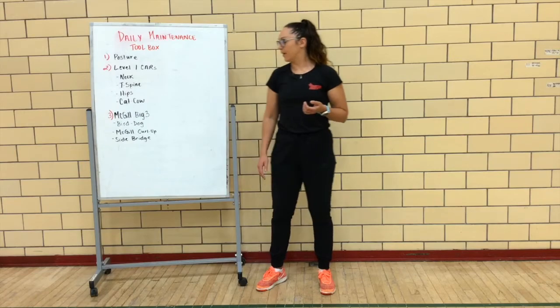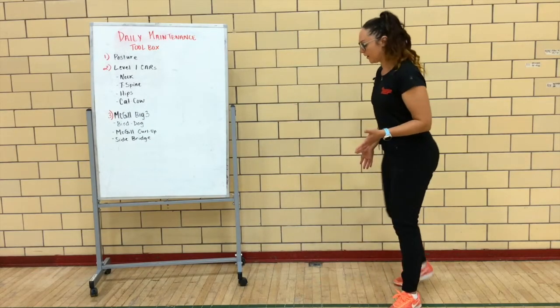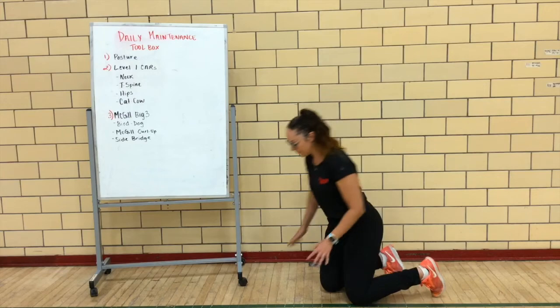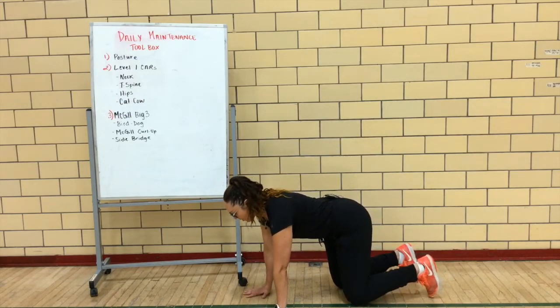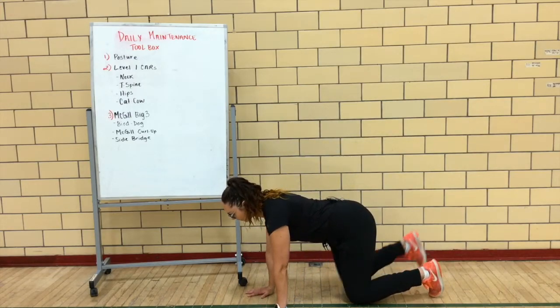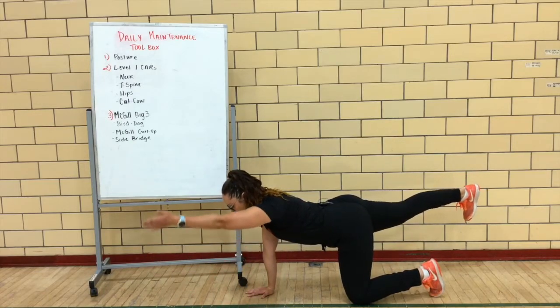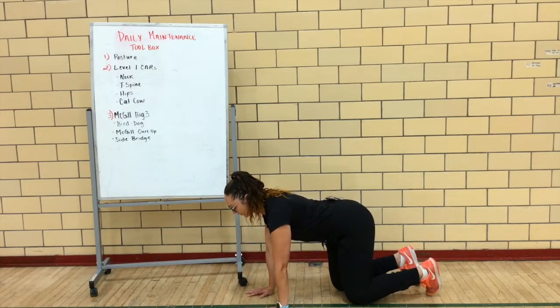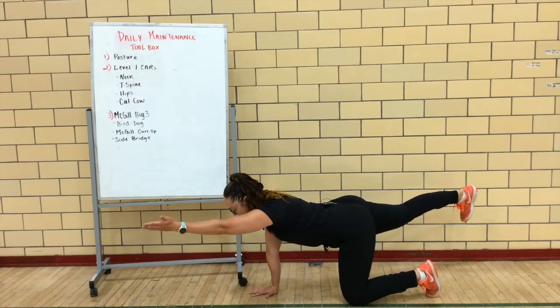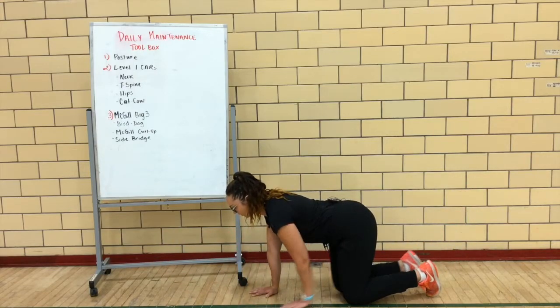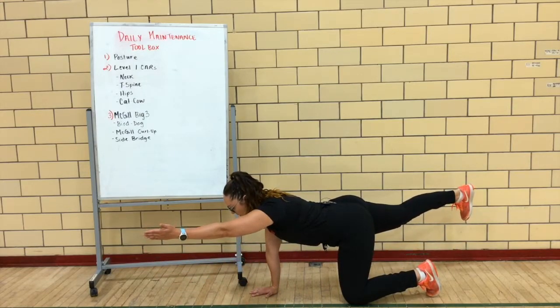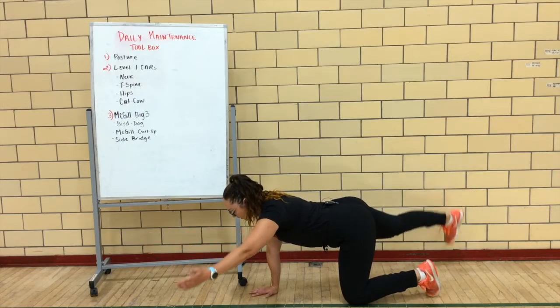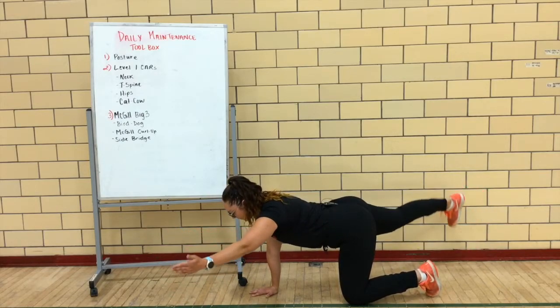So McGill Big 3, the bird dog, is again on our hands and knees. That nice, strong, stable position. You're going to start just by extending the leg and raising the arm. You're going to hold that position for 10 seconds. Then you'll come back, reset, and another rep on the same side. As you get more advanced, you can sweep the floor, which just increases the core activation, or you can start to draw a box.